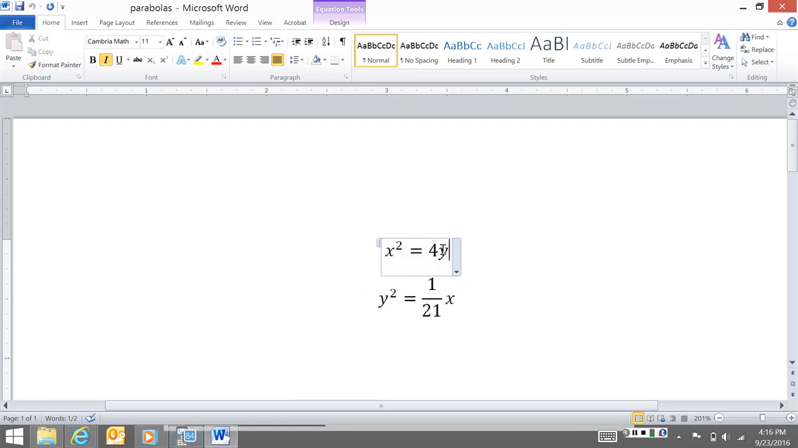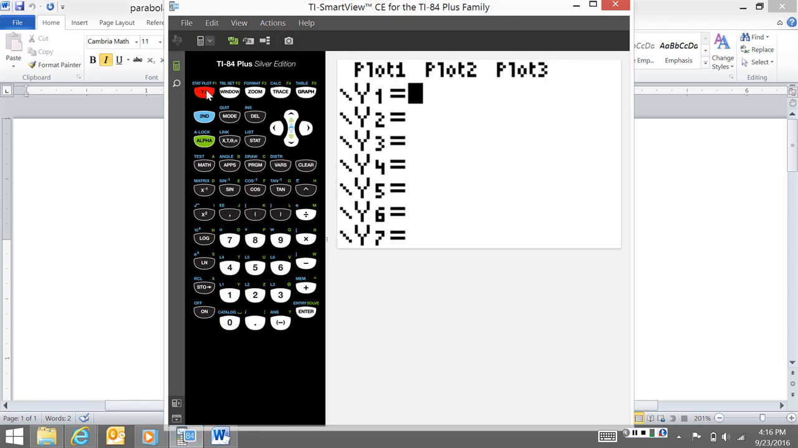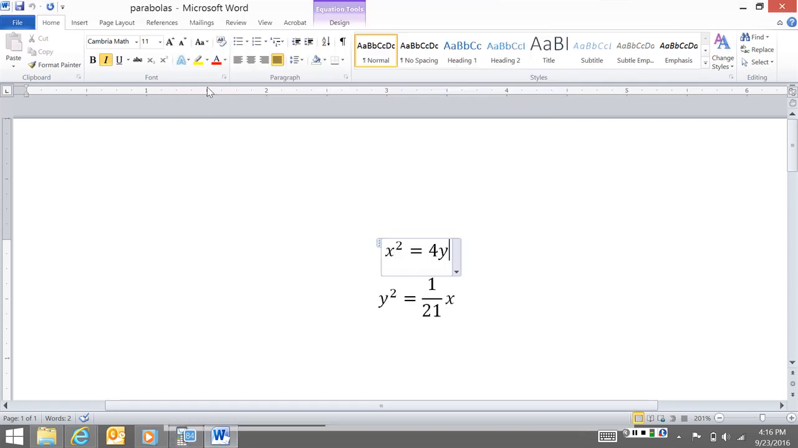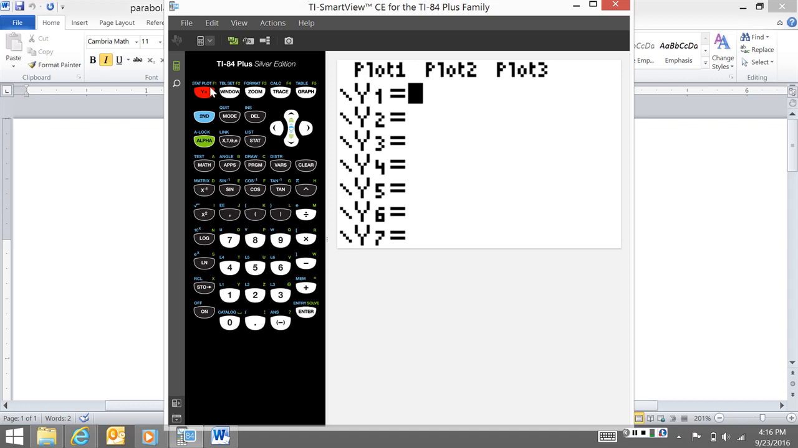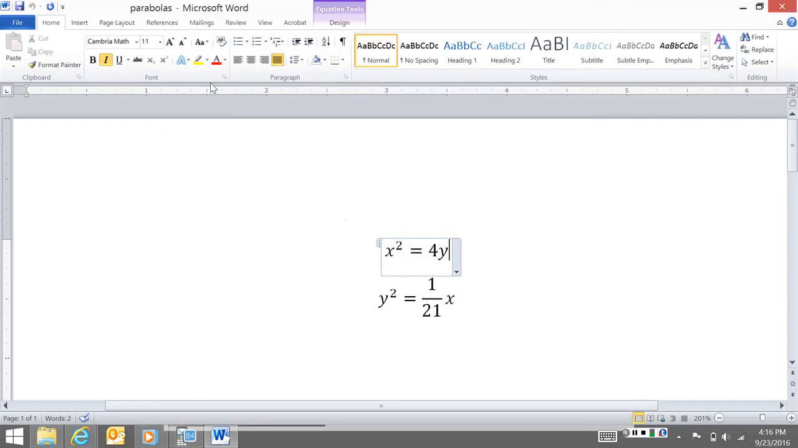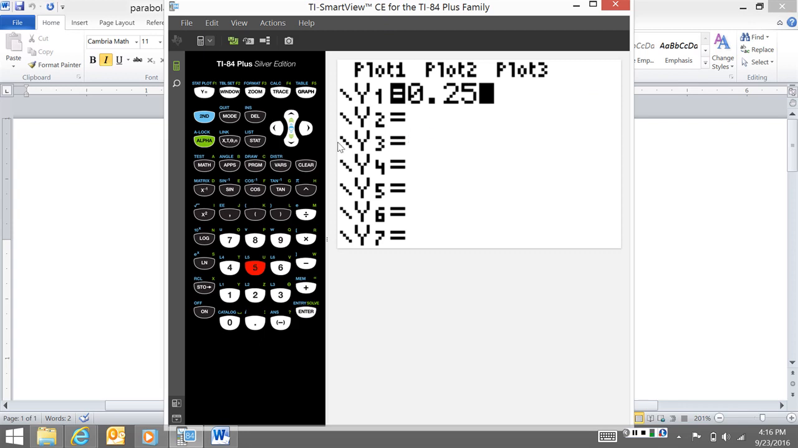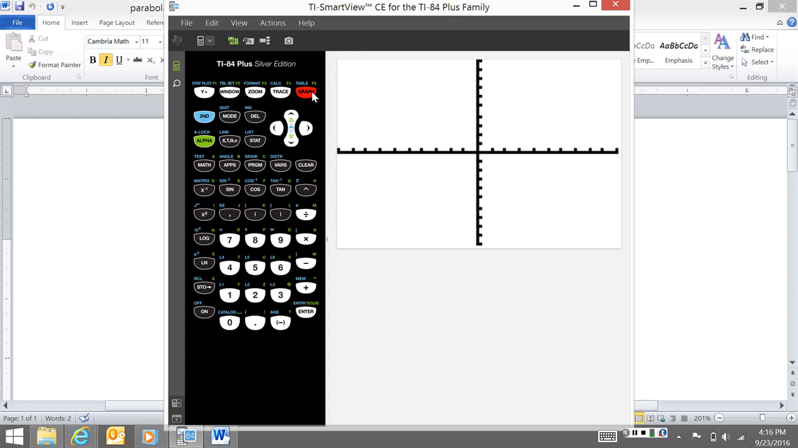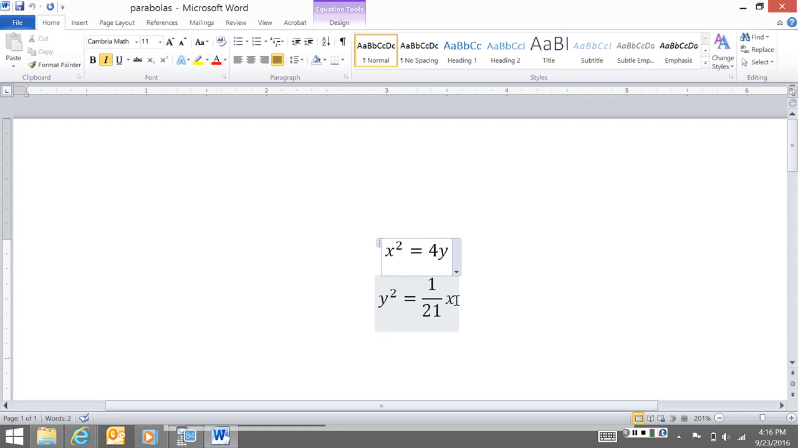If I wanted to put this in, I'm just going to divide both sides by 4, and I can easily put this in. And I get, let's see here, 1/4, so 0.25 x squared, and I graph it, and I get a nice, beautiful picture of my graph. Now, the problem is this one right here.